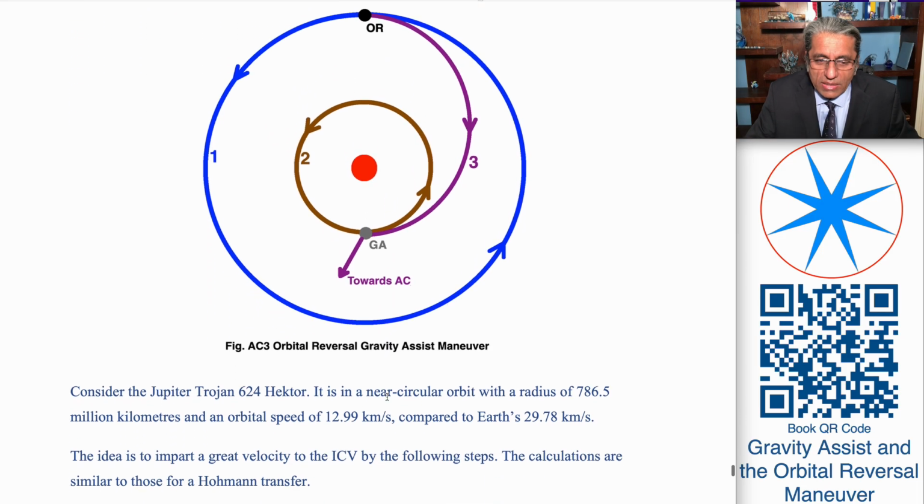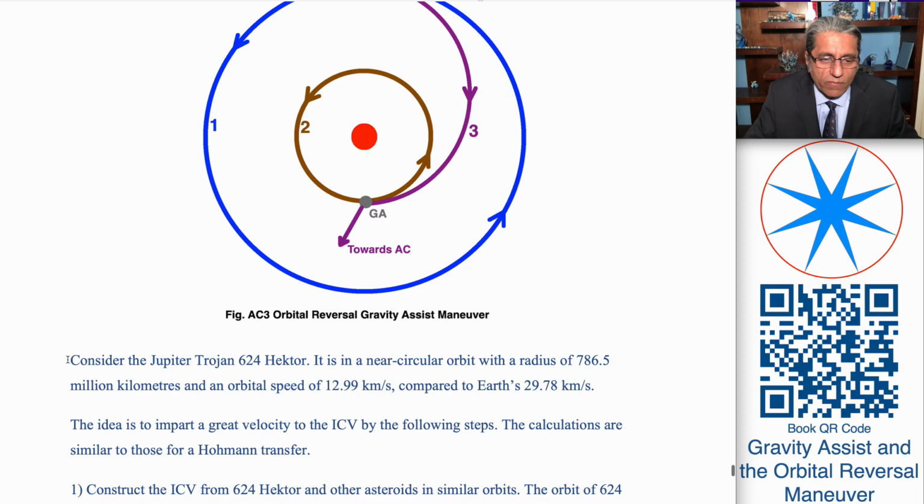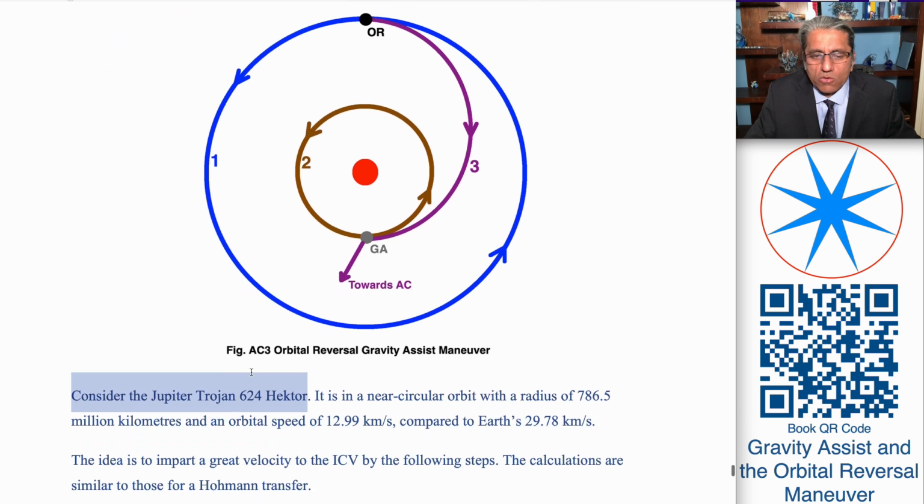So this spacecraft was assumed to have been assembled from the Jupiter Trojan 624 Hector. Now, why Jupiter Trojan 624 Hector? Right down there. It explains all that in the book.